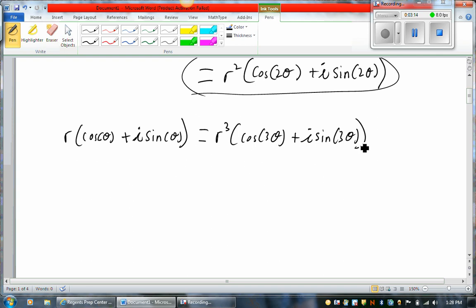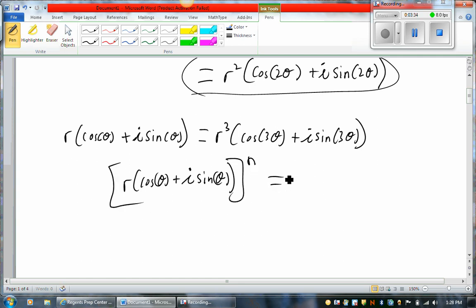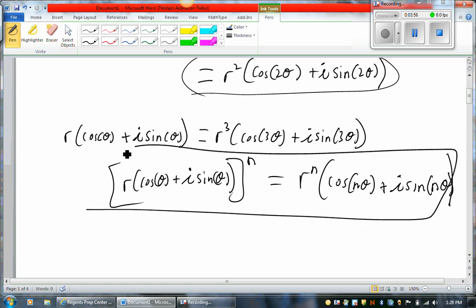And what we're going to see is a general rule that any complex number r cos theta plus i sine theta, when you raise this to the n power, the general n power, the answer is always r to the n times the cosine of n times theta plus i times the sine of n times theta. This is our general rule.